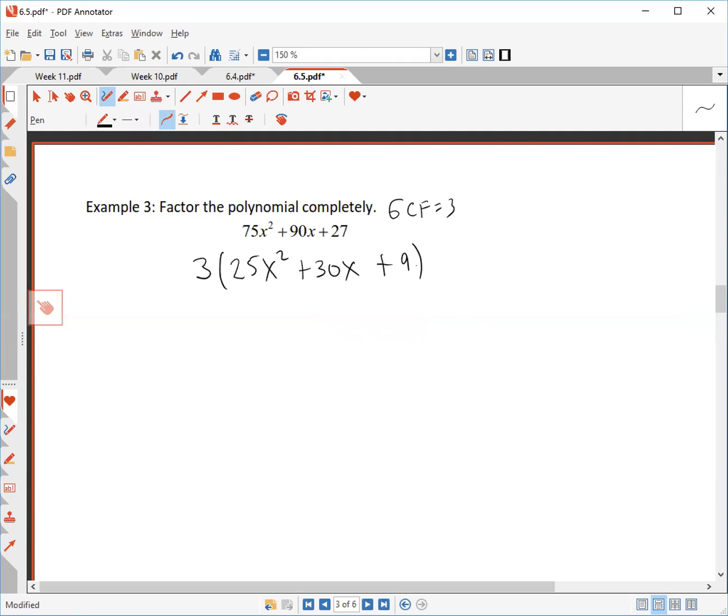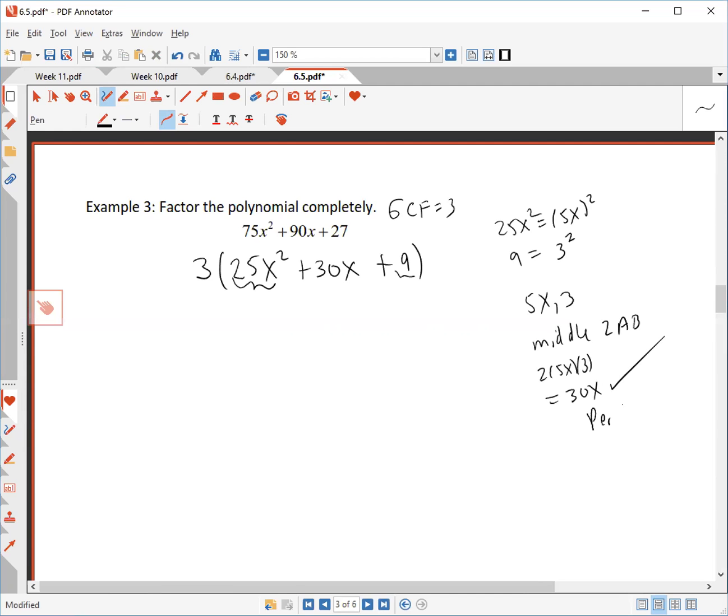So as we run down the list of trinomials, it always says to check to see if there might be a perfect square first. And it sure looks like it might be, because 25x squared, that's the square of 5x. And 9 is the square of 3. So our two pieces are 5x and 3. So you check the middle term. The middle term is 2 times AB. So if I take 2 times 5x times 3, that's 30x. There it is. We've got a perfect square.